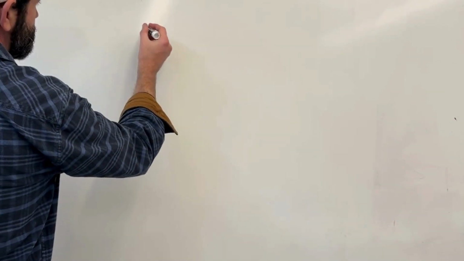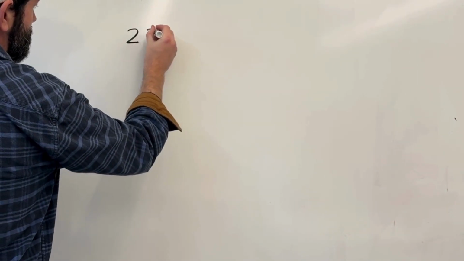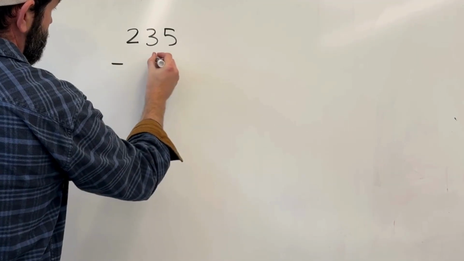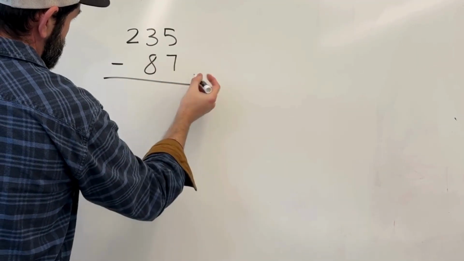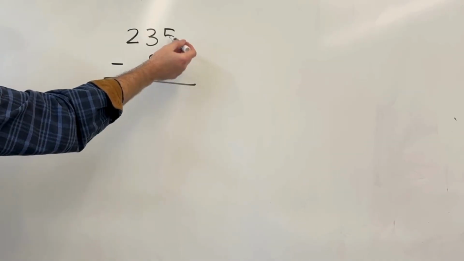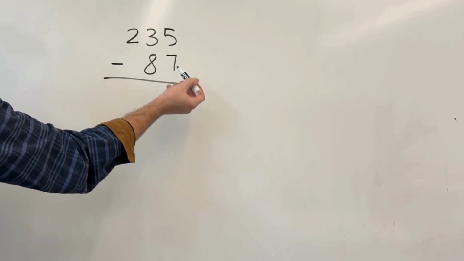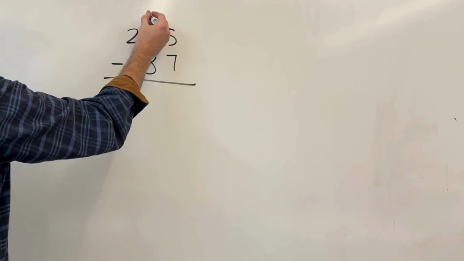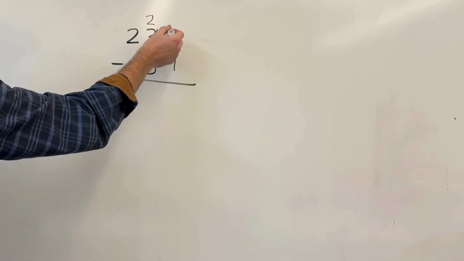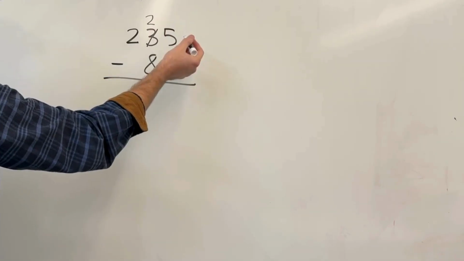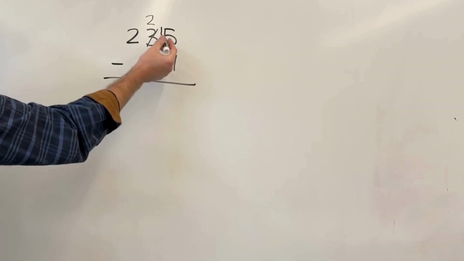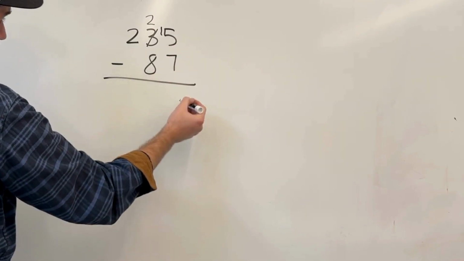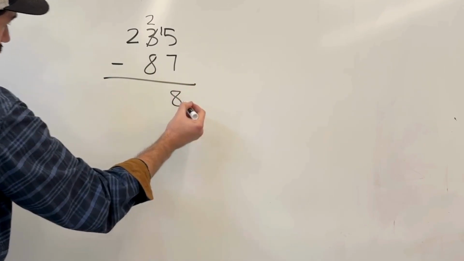Let's stack this. 235 minus 87. Now, we can't take 7 ones away from 5 ones, so we need to borrow from the 3 tens. We'll cross out the 3 tens, make it 2 tens. And now we've given 10 to the 5, which makes 15. So we can put a 1 there. We have 15 now. 15 minus 7. We can do that. That's 8.